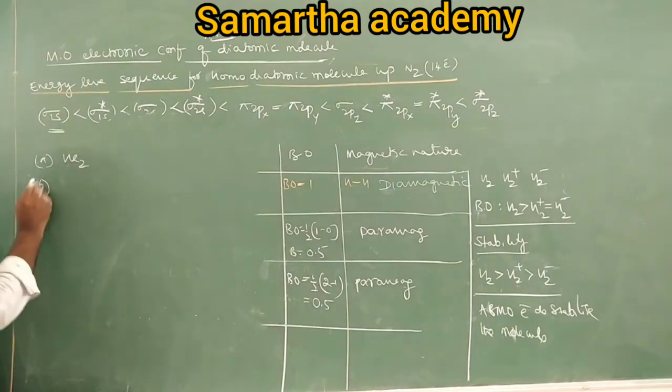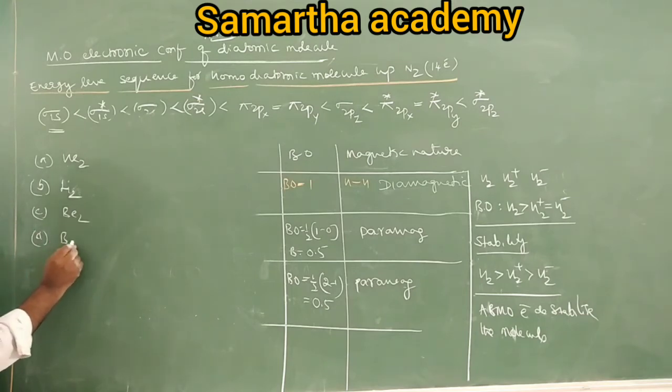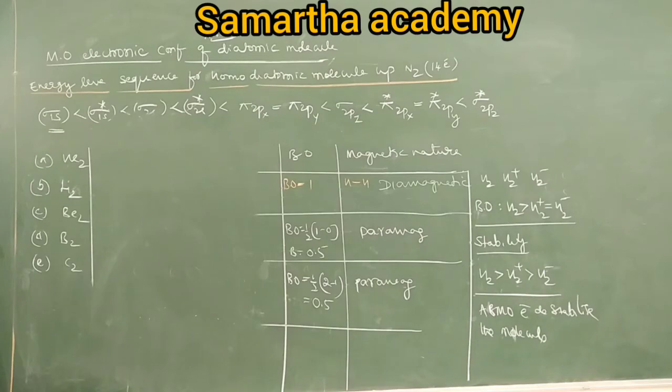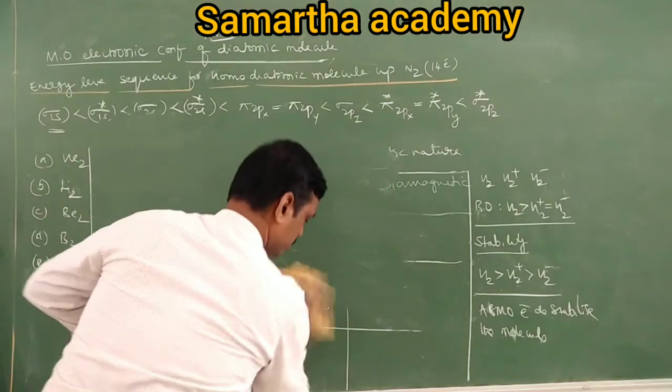Helium 2, lithium 2, beryllium 2, boron 2, carbon 2. Just calculate this. Leave the space, you do it later.